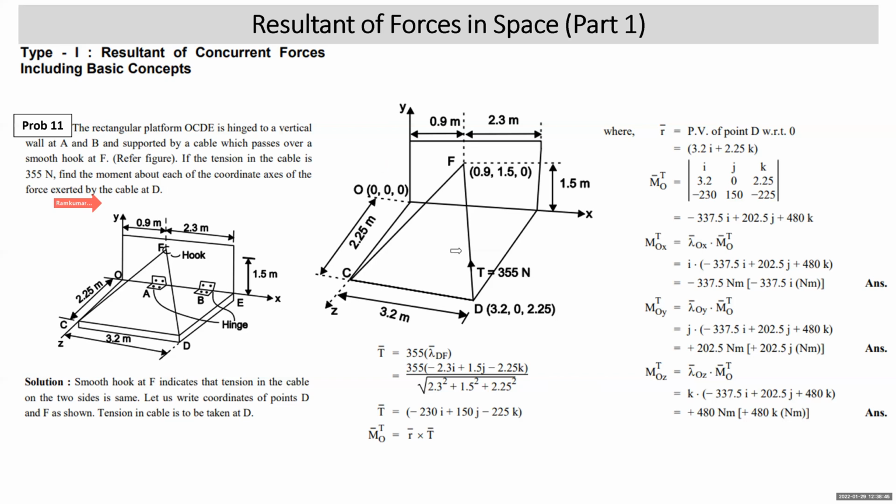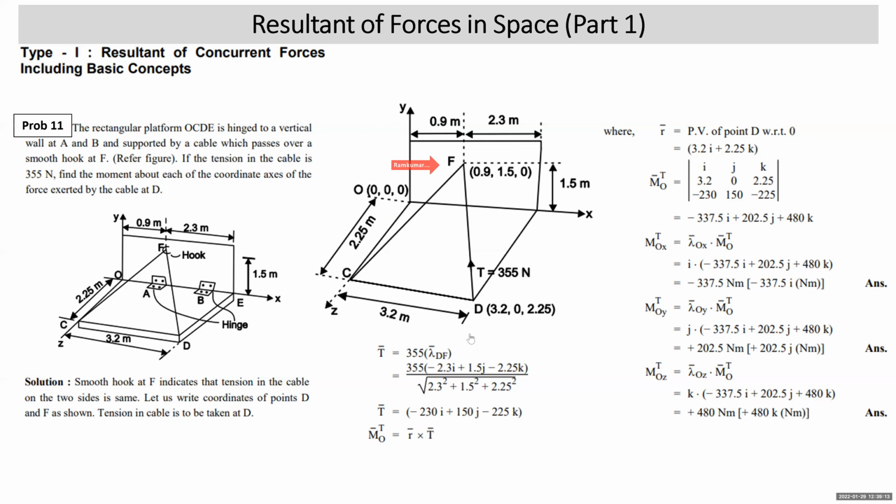We need to write the coordinates of points. He is asking you to find the moment of the tension in the cable about the three axes OX, OY, and OZ. So coordinates of the origin will obviously be 0, 0, 0. Now coordinates of point F. Point F is lying in the XY plane. So that means the Z coordinate will be 0. X coordinate will be 0.9. Y coordinate is 1.5. Z coordinate is 0. So coordinates of point F are 0.9, 1.5, and 0.